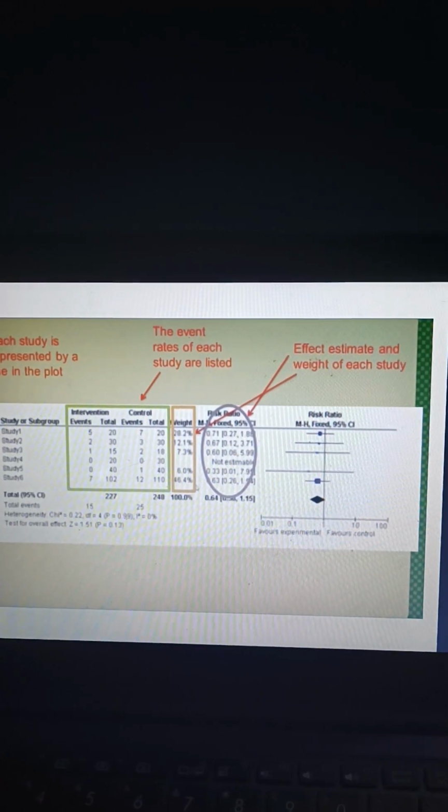This diagram shows study 1, study 2, study 3, study 4, study 5, study 6, and each study is represented by a line in the plot. The event rates of each study are listed, and the effect estimate and weight of each study are given here. This is the forest plot. The risk ratio is given, and one side favors the experimental arm and the other favors the control. You can go through different articles on meta-analysis to learn more. This also shows the diamond, which shows the overall effect estimate.